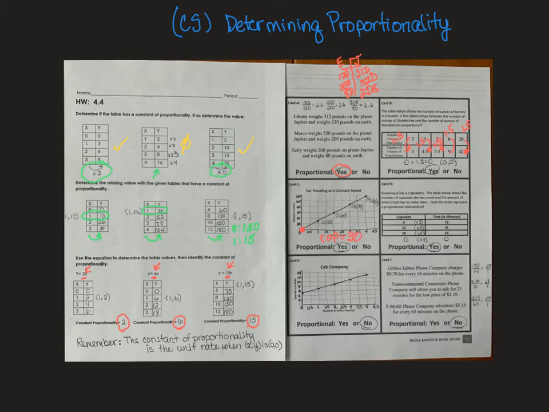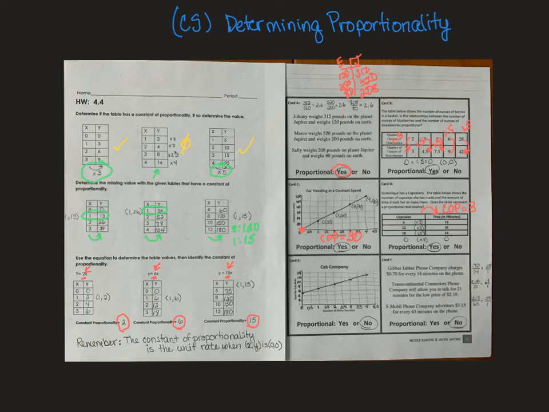Okay, D is very straightforward. It's a table, and you can see that in each case, I'm multiplying the cupcakes by 3 minutes. So it's 1 cupcake for each 3 minutes. So to be clear, that constant of proportionality is 3, because that's what I'm multiplying by.